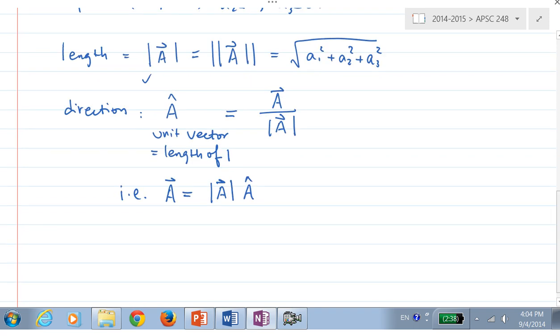And in your past courses, you must have learned how to add vectors, how to subtract vectors. So I'll skip that portion there. Okay, let's jump ahead a little bit.